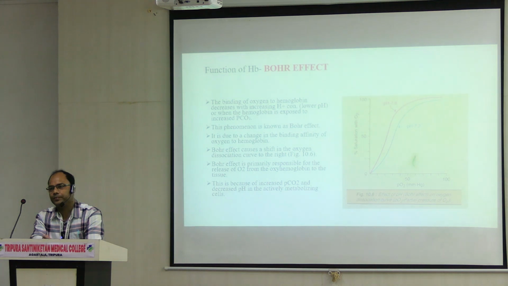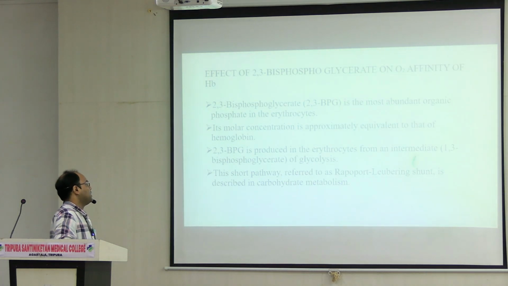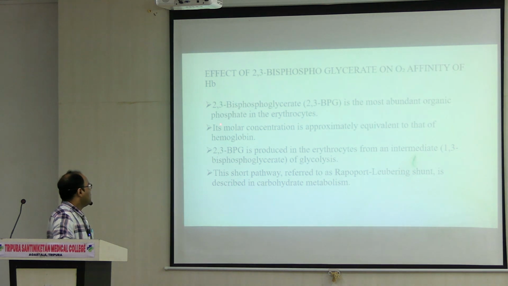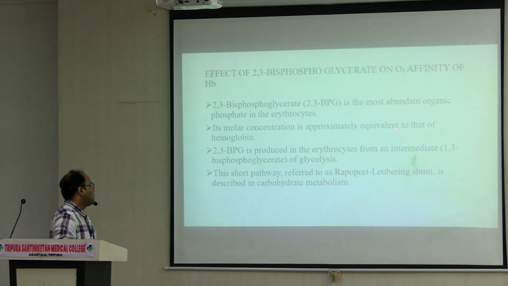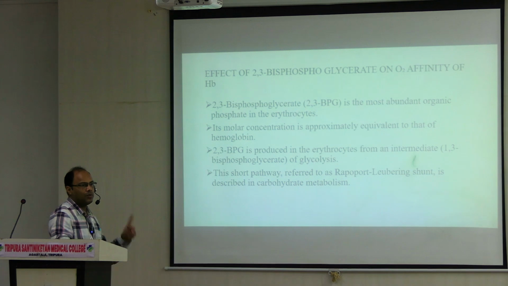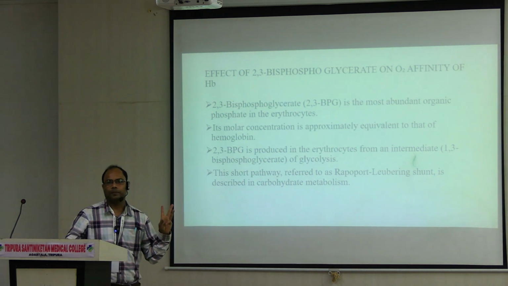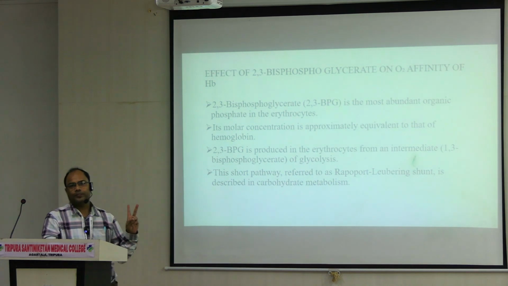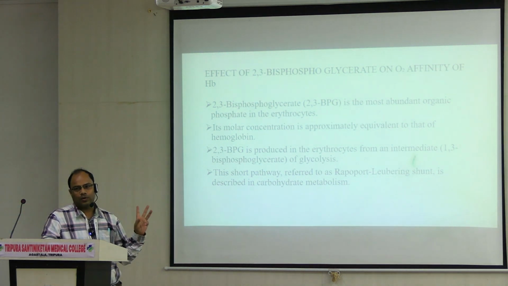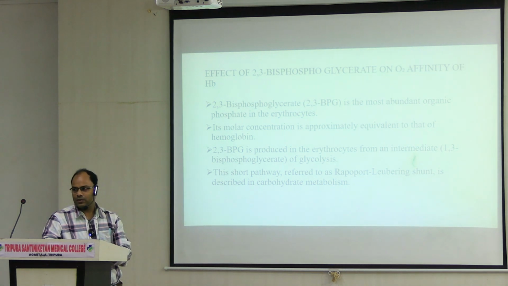Bohr effect in biochemistry. Effect of 2,3-bisphosphoglycerate on oxygen affinity of hemoglobin. 2,3-bisphosphoglycerate or 2,3-BPG is the most abundant organic phosphate in the erythrocyte. Its molar concentration is equal to that of hemoglobin. One hemoglobin molecule has one 2,3-BPG. So, if we have 100 hemoglobin molecules, that means we have 100 2,3-BPG molecules.